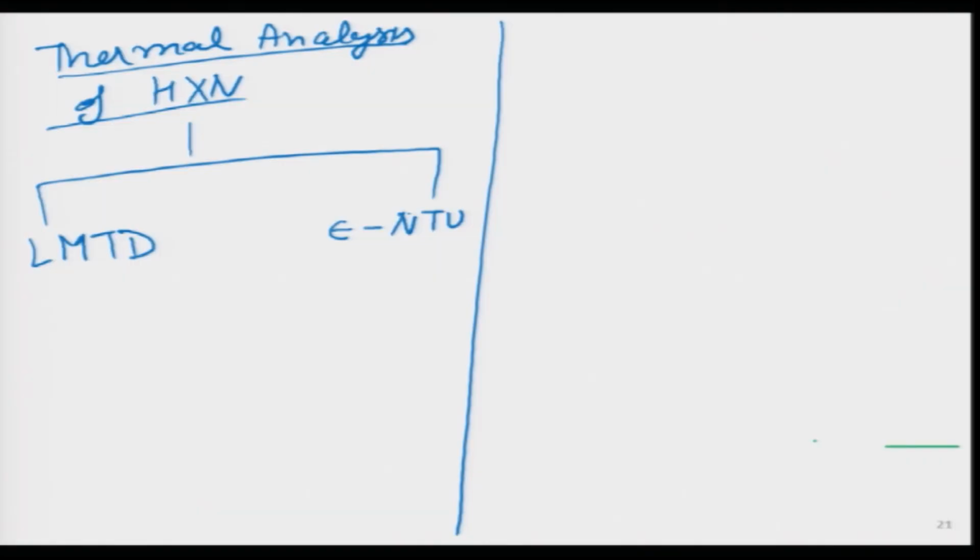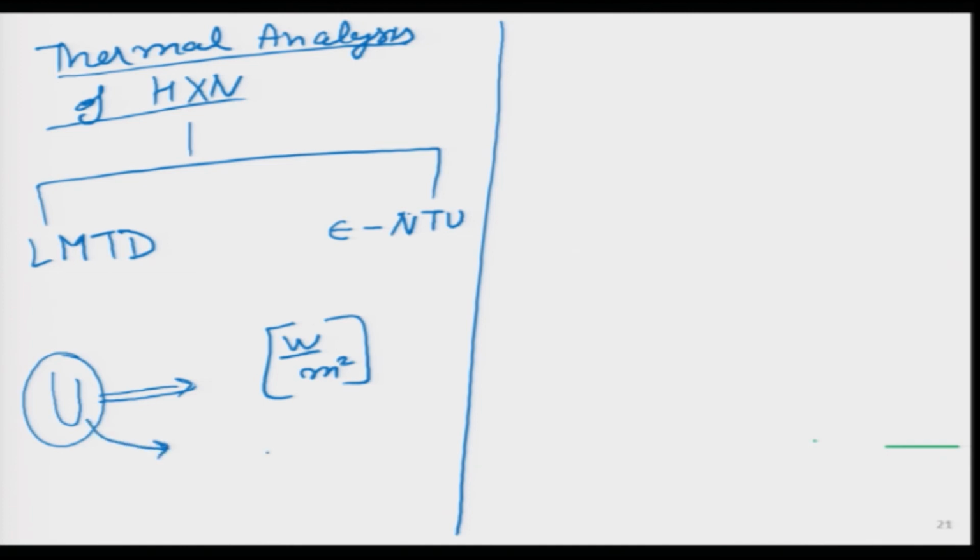So, the step that we will start with is the definition of U. This is something that we will look at, and its units are similar to h. It is known as watts per meter square, and it is known as the overall heat transfer coefficient.